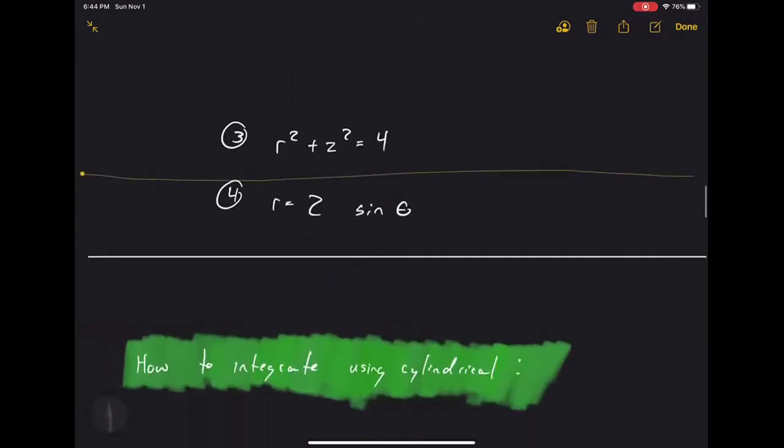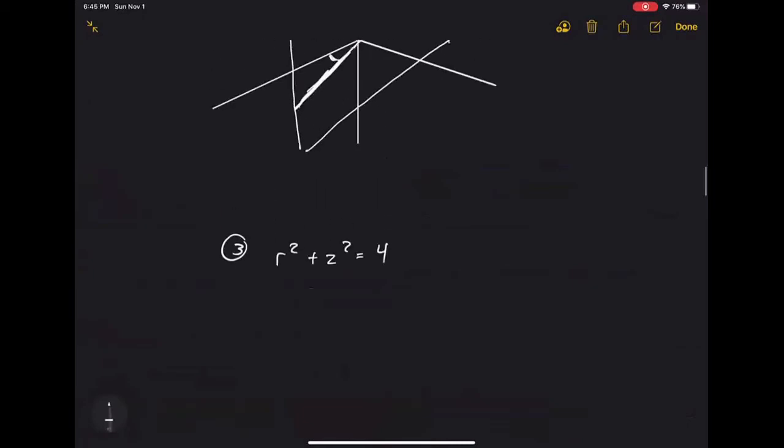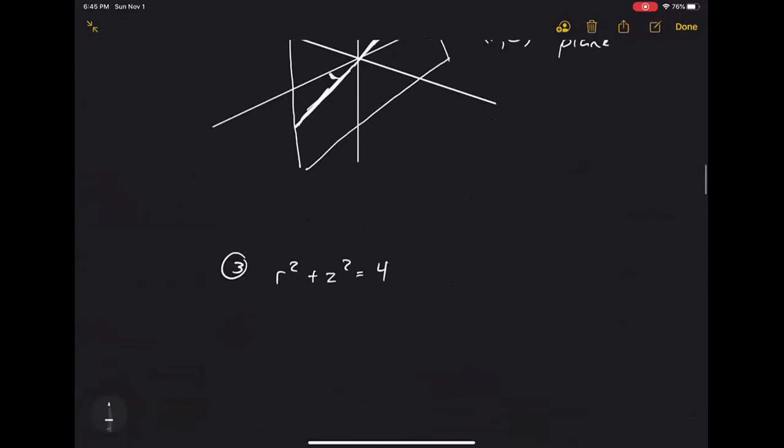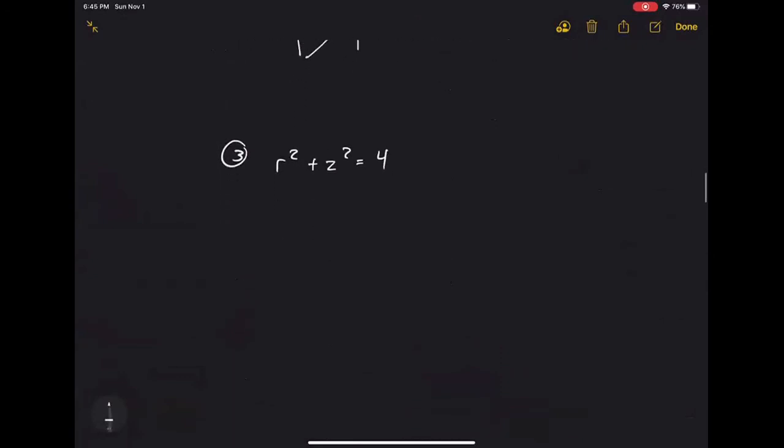Okay, how about r squared plus z squared equals 4? When I was writing out these notes, I kind of figured out what this was. Again, this is a problem from the book. I think this is like number 7 from the book. I've kind of forgotten what I worked out, so let's think through this together. r squared plus z squared equals 4. Let's go ahead and put our 3D plane down.